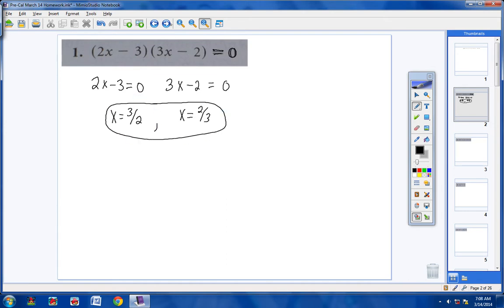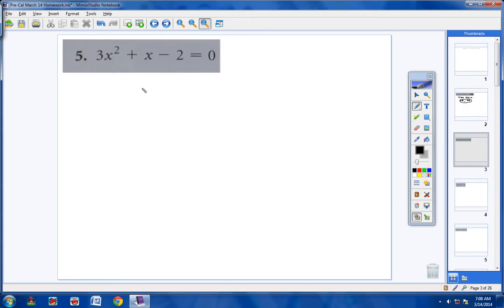All right, moving on to number 5. Now, this is a quadratic equation. Notice the right side is equal to 0. I believe the fastest way to solve these is to factor. That's my opinion. So I'm going to see if I can factor this. Notice your lead coefficient is 3. So 3 times -2 is -6. So I'm going to write a -6 over here.